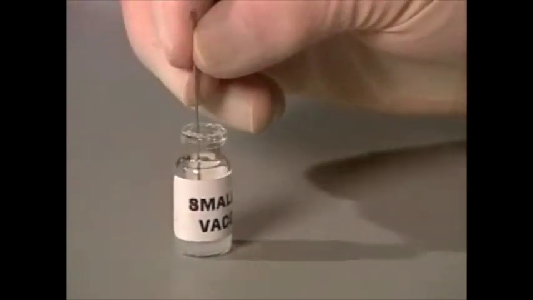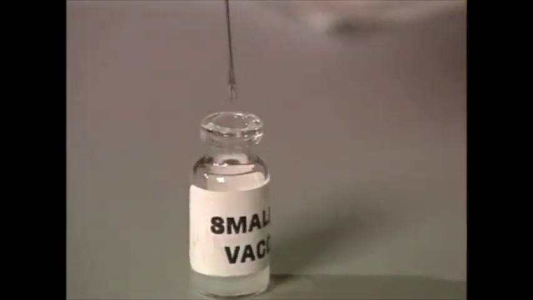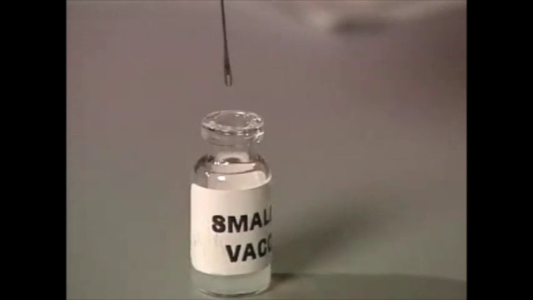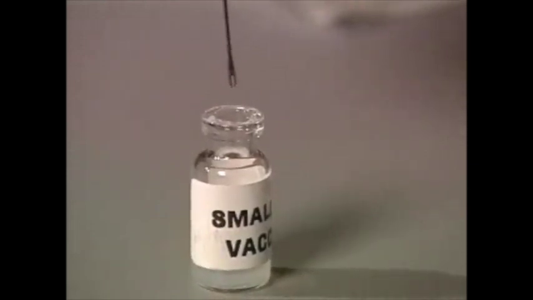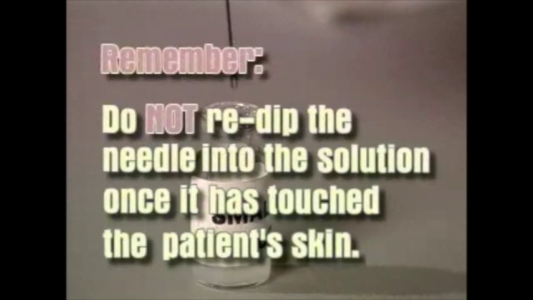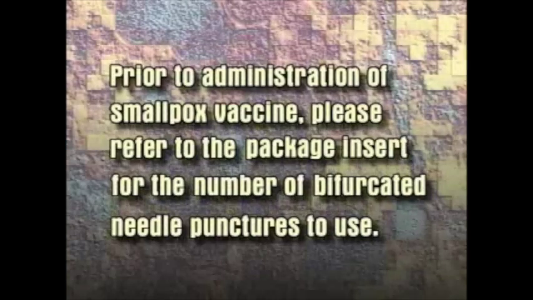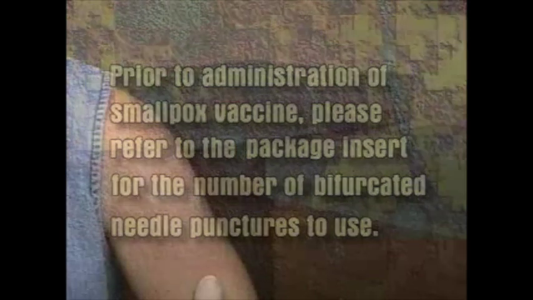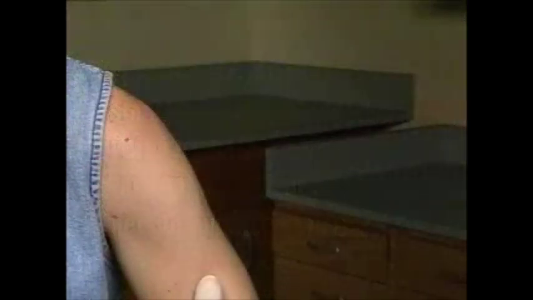Dip the bifurcated point of the needle into the vaccine solution so that the needle is perpendicular to the floor. The needle will pick up a drop of the vaccine in the space between the two prongs. Remember, do not re-dip the needle into the vaccine solution once it has touched the patient's skin. This will prevent contamination of the vaccine vial. Prior to the administration of smallpox vaccine, please refer to the package insert for the appropriate number of needle punctures to administer. The following is a demonstration of 15 punctures, which would be used for revaccination.